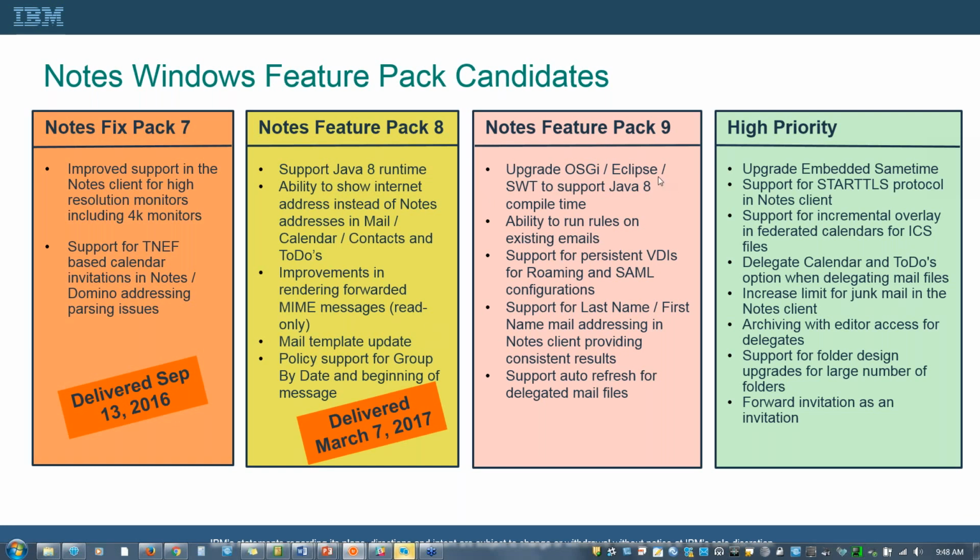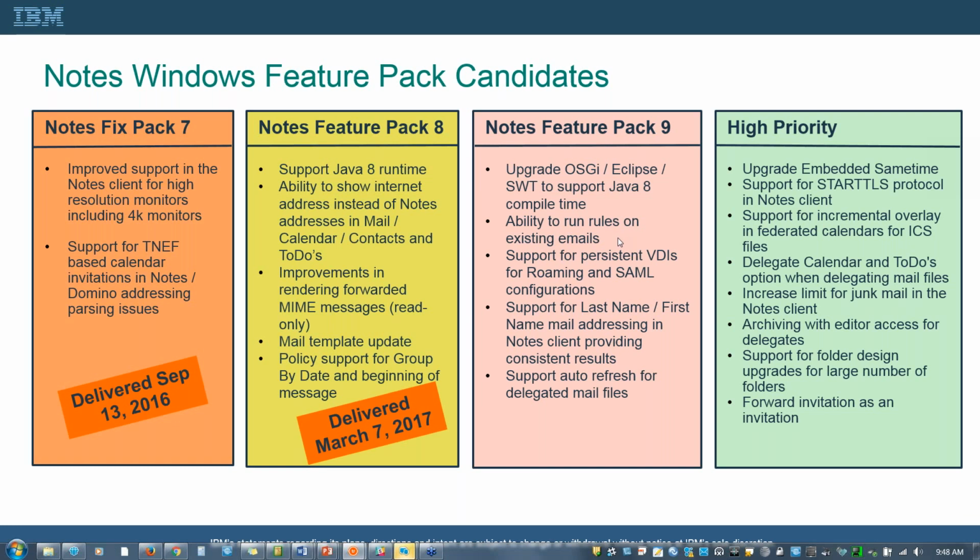Going into feature pack 9, what you'll see here is that this is where a lot of the heavy lifting is going to be done in feature pack 9. It's the upgrade of OSGI Eclipse SWT to support Java 8 compile time. Basically, this is going to completely rebuild the house here for the Notes client with the latest versions or near latest versions of all of these components in order to support the Java 8 compile time.